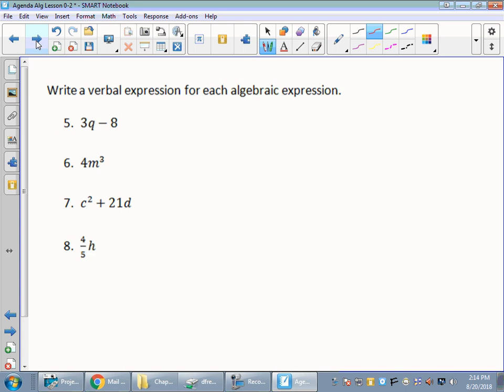So let's take a look at number 5 here and go 3q minus 8. So one thing you can write is just write that out in words. So it's going to be 3q. Actually, I would write 3 times q just to let us know what's happening. 3 times q minus 8. So I'm actually writing those words out.